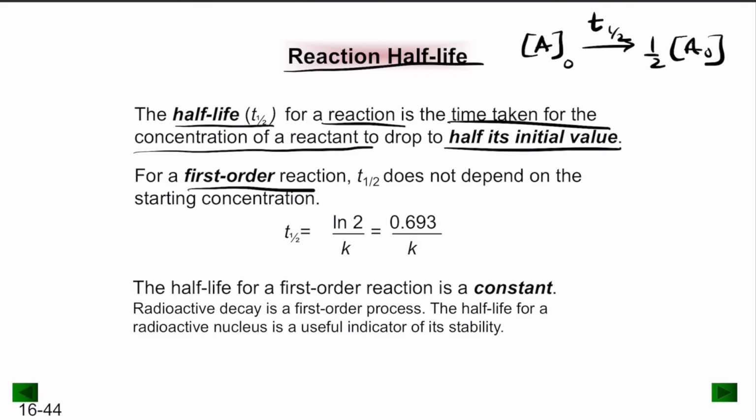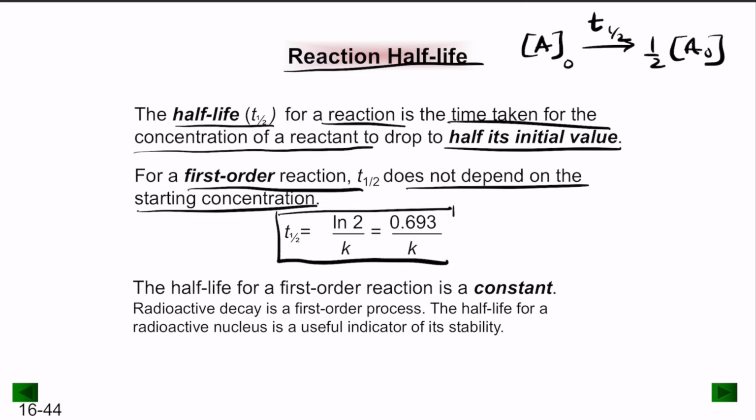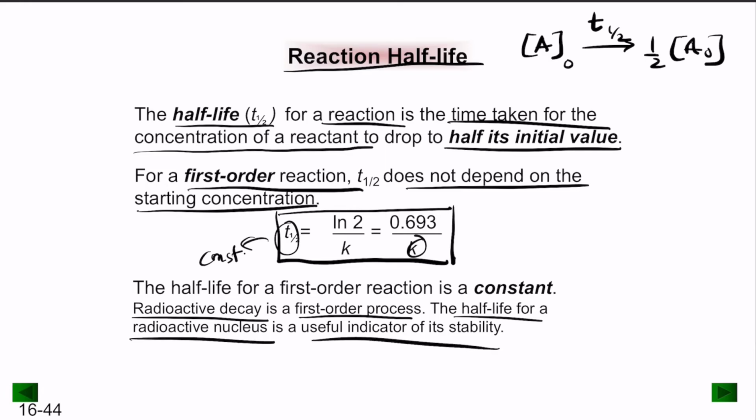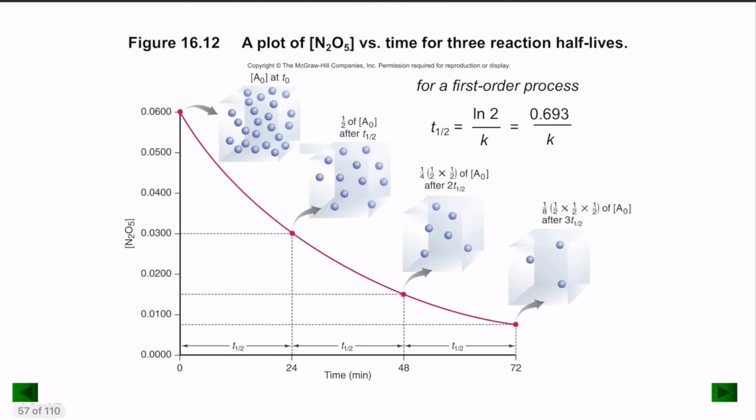So for a first order reaction, the half-life does not depend on the starting concentration, and it's given by the formula T half equal to ln2 by K, or 0.693 by K. Remember that here K is a constant, which means that T half is also going to be a constant. Now, one of the common processes that uses this principle is radioactive decay. It is also a first order process. So the half-life of a radioactive nucleus is a useful indicator of its stability.